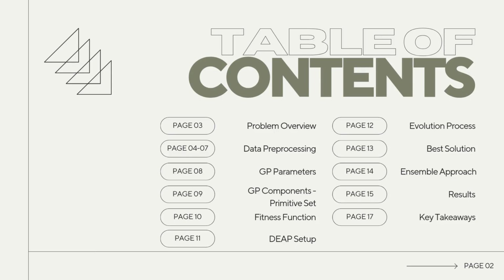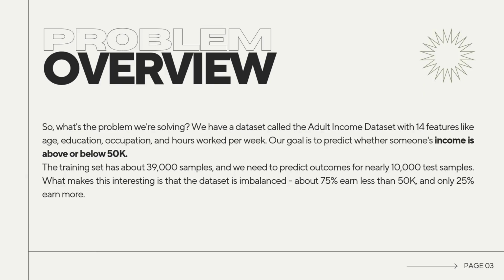So we are going to look into these topics in this presentation, which includes problem overview, data preprocessing, GP parameters, GP components, primitive set, fitness function, deep setup, evolution process, best solution, ensemble approach, results, key takeaways. So first, let's go through the problem overview.